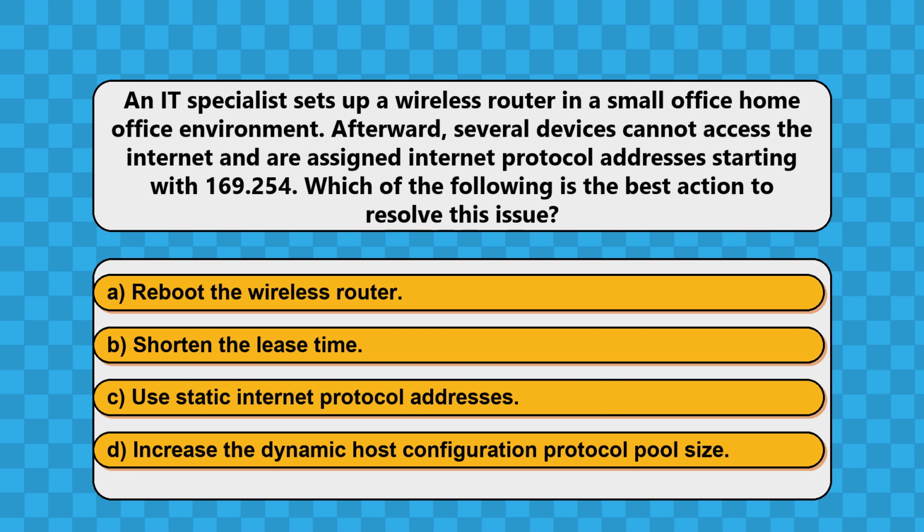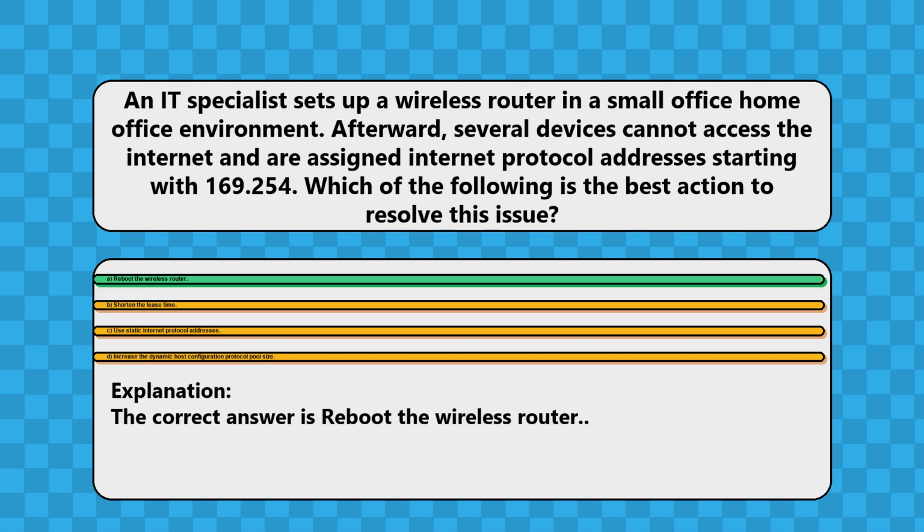Option A. Reboot the wireless router. Option B. Shorten the lease time. Option C. Use static Internet Protocol addresses. Option D. Increase the dynamic host configuration protocol pool size. The correct answer is option A. Reboot the wireless router.